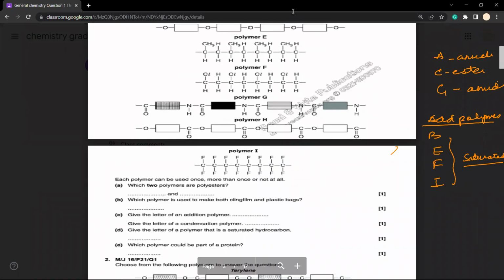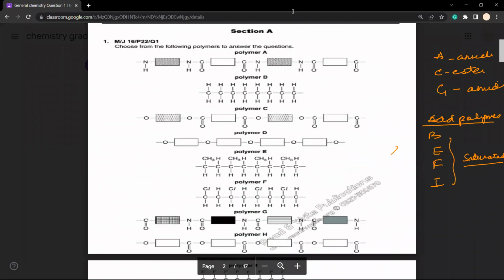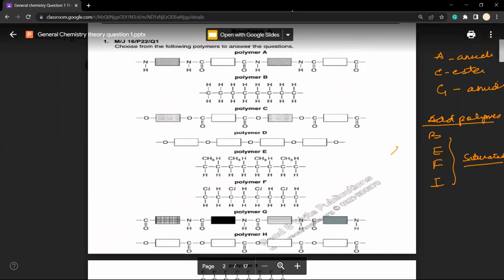Coming ahead, then we have the next part. Which polymer could be a part of a protein? Now, I told you the protein is the one which has got amide linkage. Where you will see the amide linkage in exact form, if it is a mirror image, we say it's nylon. So we will be looking at the amide linkage as C double bond O, N and H, in this particular form, exact repetition.